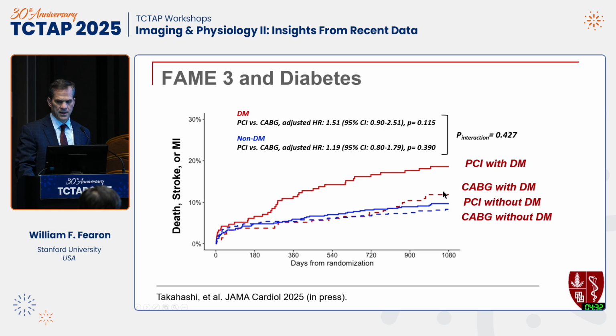When we look at diabetes, again, there's no statistical interaction between the groups because both CABG patients with diabetes and PCI patients with diabetes fared worse than the non-diabetics, but you do see a clear difference here in outcomes where PCI with diabetics seem to do the worst.